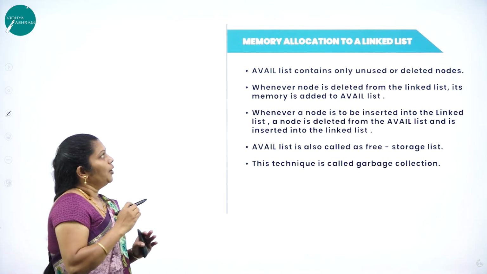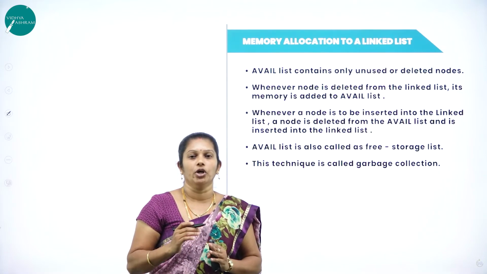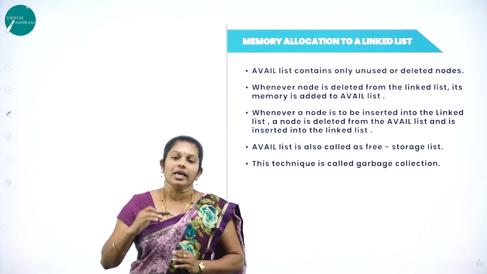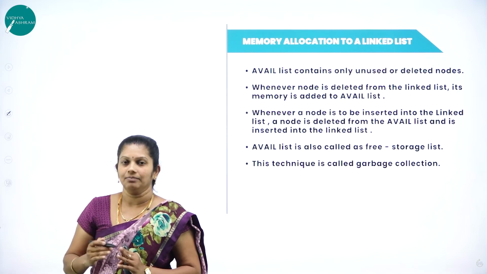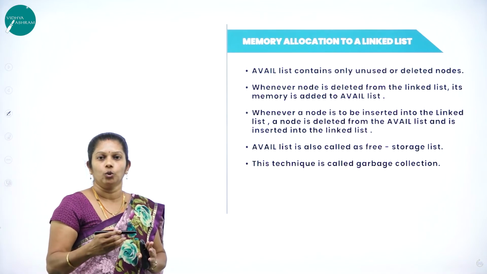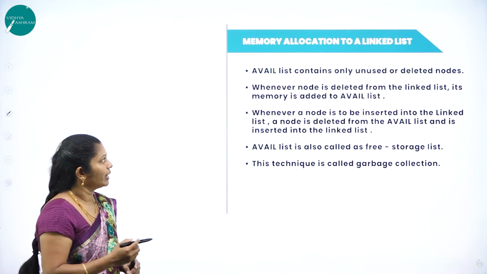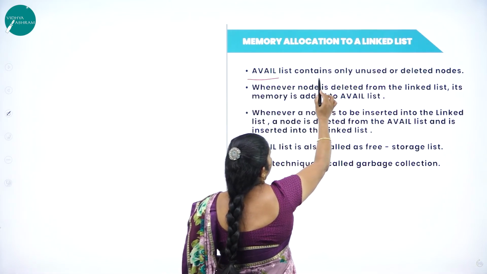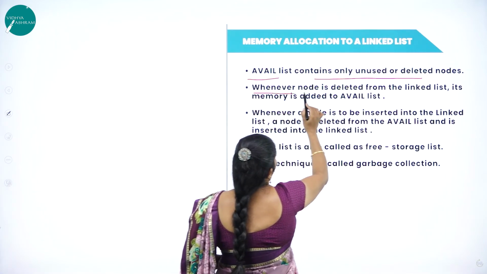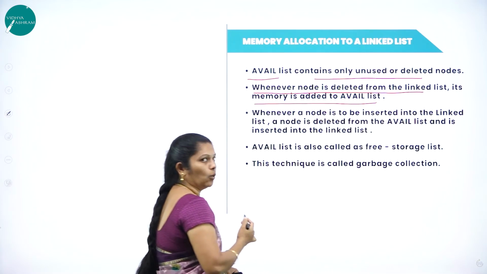Next, we will move on to memory allocation for a linked list. What do you mean by memory allocation? Whenever we delete data, or especially a node here, the node will be stored in some particular place. That particular place is called the avail list. And whenever we want a node, at that time we access the nodes only from the avail list. The avail list contains only unused or deleted nodes. Whenever a node is deleted from the linked list, its memory is added to the avail list.